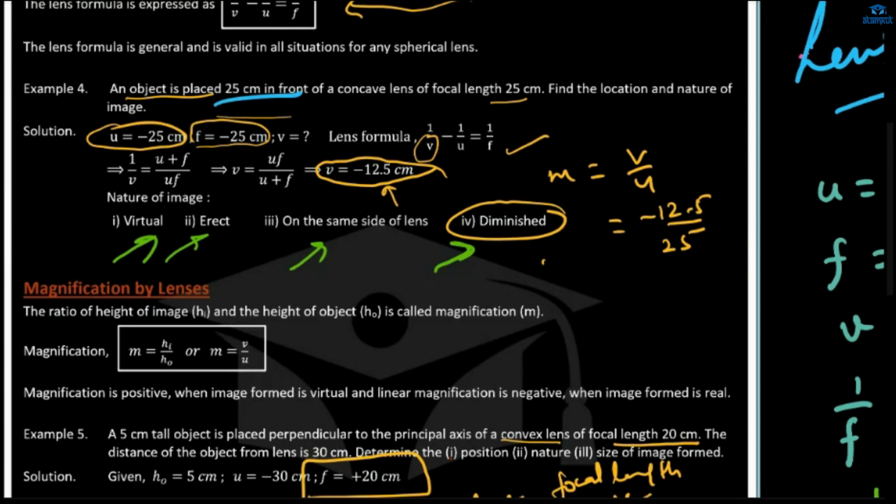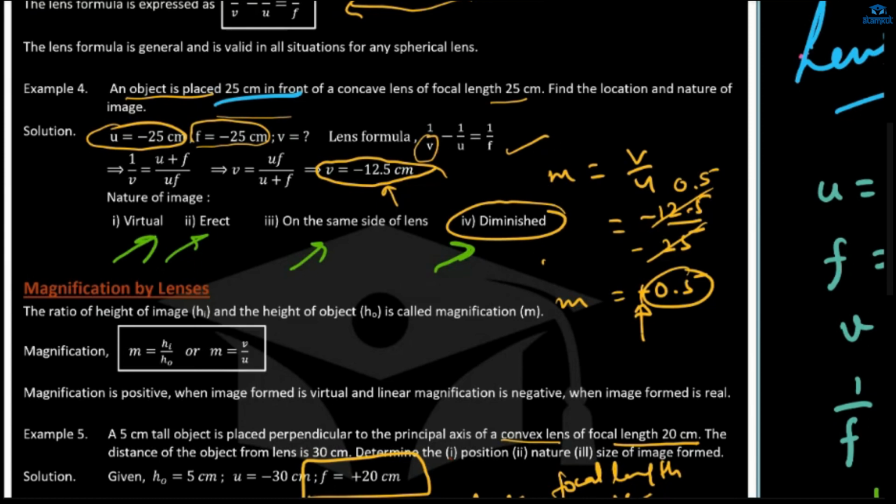U is 25. It will be much smaller than this. If we cancel this out, then we get 0.5, meaning minus 0.5. Sorry, U will also be negative, so it will become plus. So plus 0.5 will be the magnification. What does this plus sign, the sign of magnification, denote?